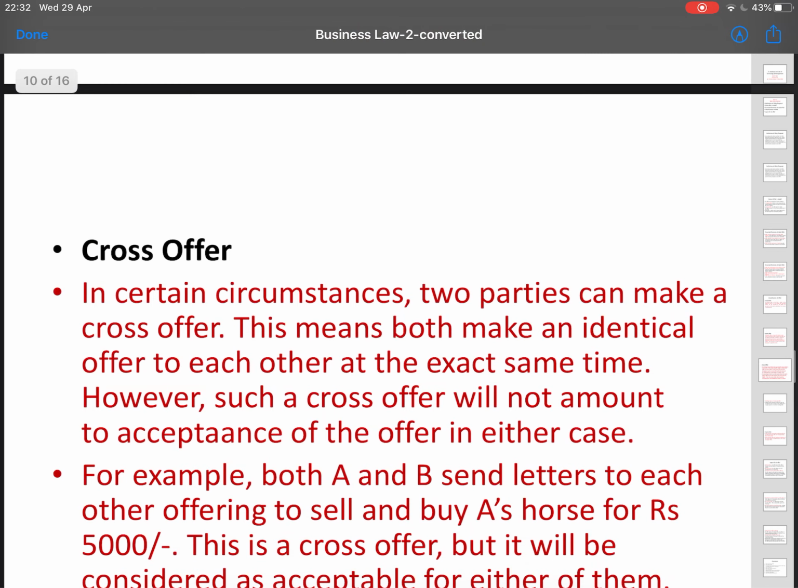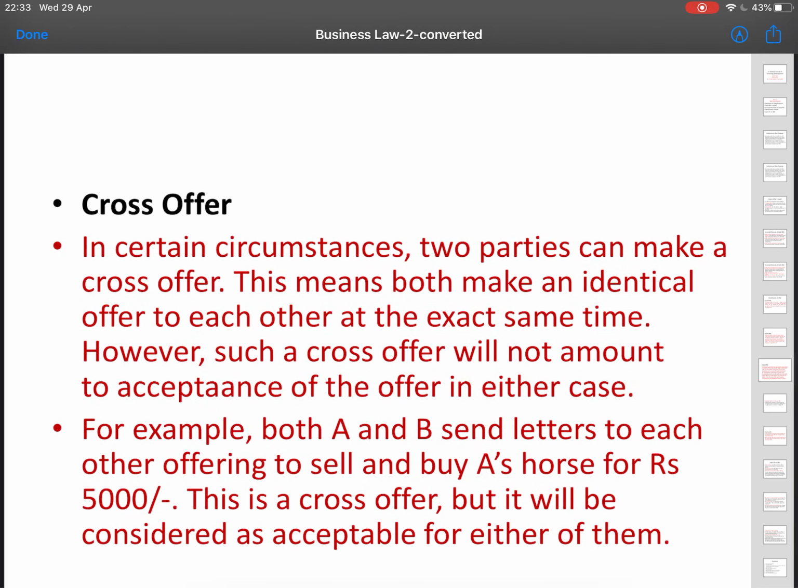Now, the next classification is cross offer. In certain circumstances, two parties can make a cross offer. When two parties exchange identical offers in ignorance, at the time, of each other's offer, the offers are called cross offers. However, such cross offers will not amount to acceptance of the offer in either case. For example, both A and B send letters to each other offering to sell and buy A's horse for rupees 5,000. This is a cross offer, and it will not be considered as acceptance by either of them.